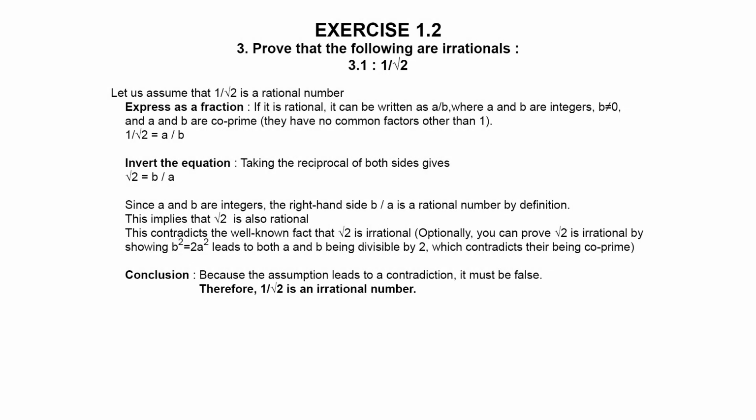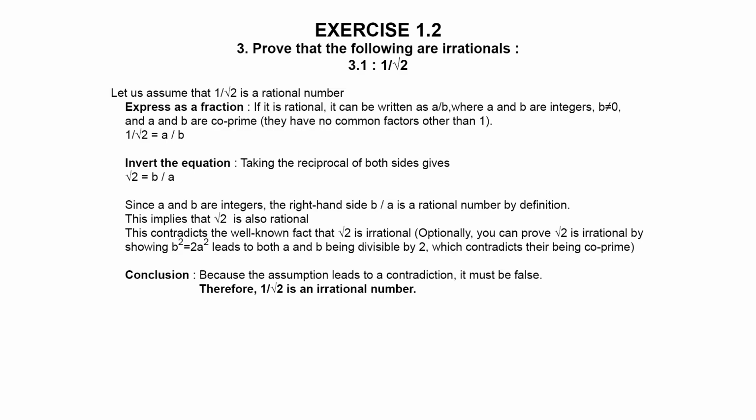Problem 3. Prove that the following are irrational. Problem 3.11: 1/√2. Let us assume that 1/√2 is a rational number. Express as a fraction. If it is rational, it can be written as a/b, where a and b are integers, b is not equal to 0, and a and b are coprime, they have no common factors other than 1.